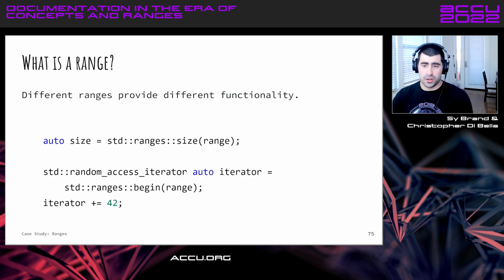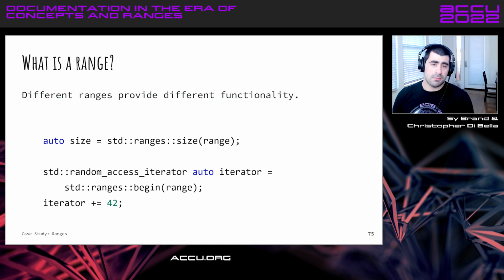For example, we talked earlier about a sized range. That way, when we call range a size, we can immediately get the size back in amortized constant time, as opposed to having to walk through all the elements and count along the way. And we have things like forward ranges and bidirectional ranges and random access ranges that very much model the iterators that are underpinning them. So, for example, with a random access range, if we were to call ranges begin on the range, then the iterator we get back can be arbitrarily moved to arbitrary elements in the range itself, and that happens in constant time.